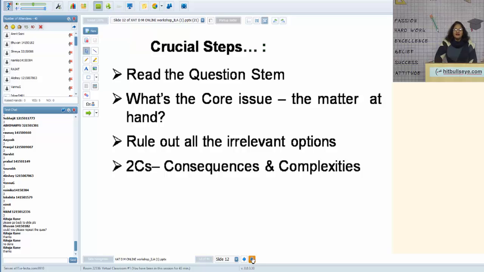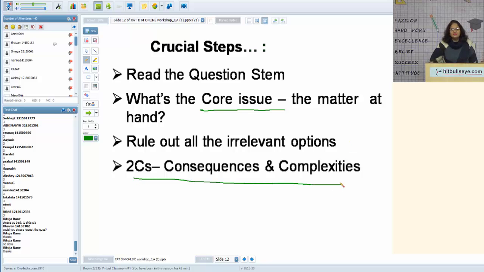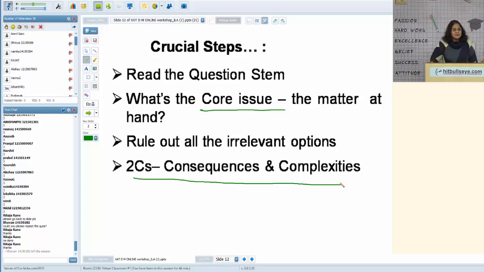Before we do that, let's take a look at the important steps. The first, very important, is to read the question stem. After you read the passage, it's very important to read the question stem to know what exactly you are looking for, and underline the core issue. And rule out all the irrelevant options. In a decision making question, it's important to know why a wrong option is wrong before you can say which is the correct one. And very importantly, the two C's, consequences and complexities. The complexities of the situation, take into account every important aspect, and yes, the consequences, we can't ignore them. That is what we are taking the decision for.